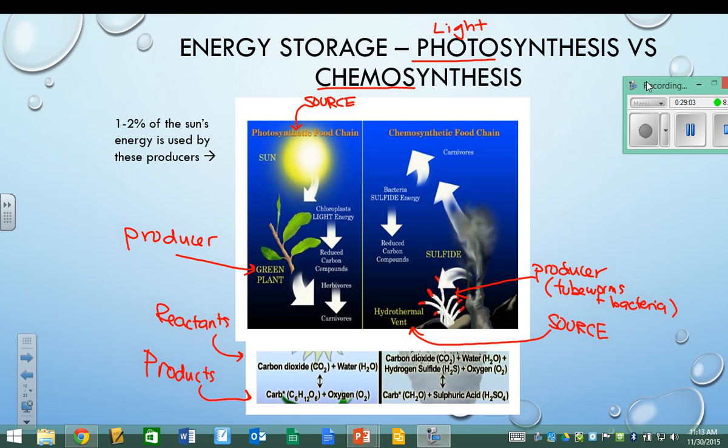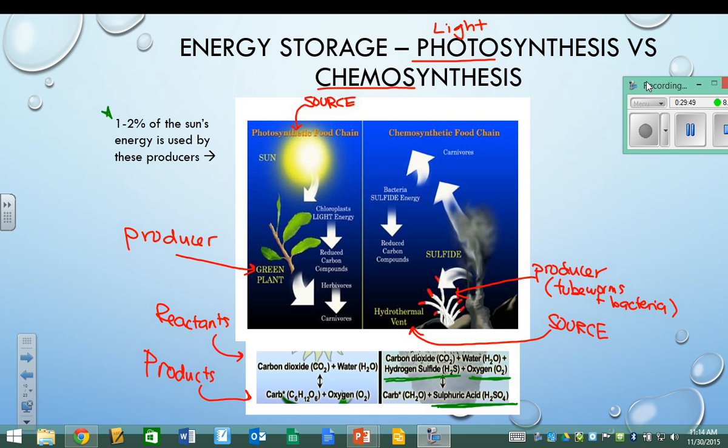I'm going to highlight some things that are different. On the chemosynthesis side, CO2 and water are still the reactants, but so are hydrogen sulfide, and so is oxygen. So it's weird that oxygen is a reactant and not a product. The other thing that's different, I still get a carb being produced, but I also get sulfuric acid being produced. So even though both of these things have as their goal to produce a carbohydrate, the way that they're doing it is different.